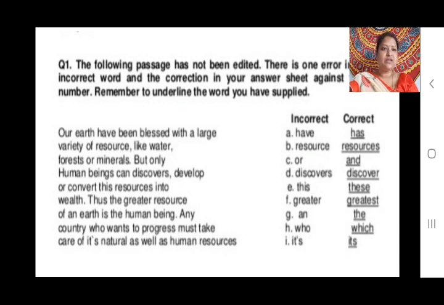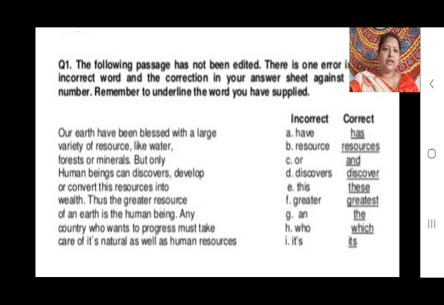Thus, the greater resource. The is written, so it's the degree, the grammar part. The degree will be superlative. Since the is written, it won't be greater, it will be greatest. Thus the greatest resource of on earth. Earth is particular, there is only one earth. So here it will be the earth. In place of on, it will be the.